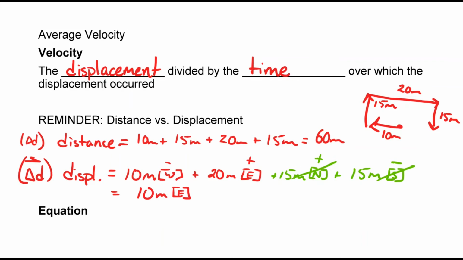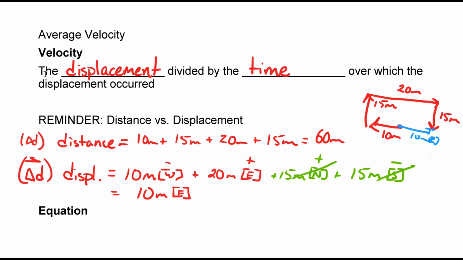So there's a very big difference between the distance that this object traveled and the displacement it traveled, okay? The displacement is the difference between the start and the end. If I were to go straight from the start right here to the finish right here, I would have gone 10 meters to the east. But the distance we covered was all these little distances added up, right?